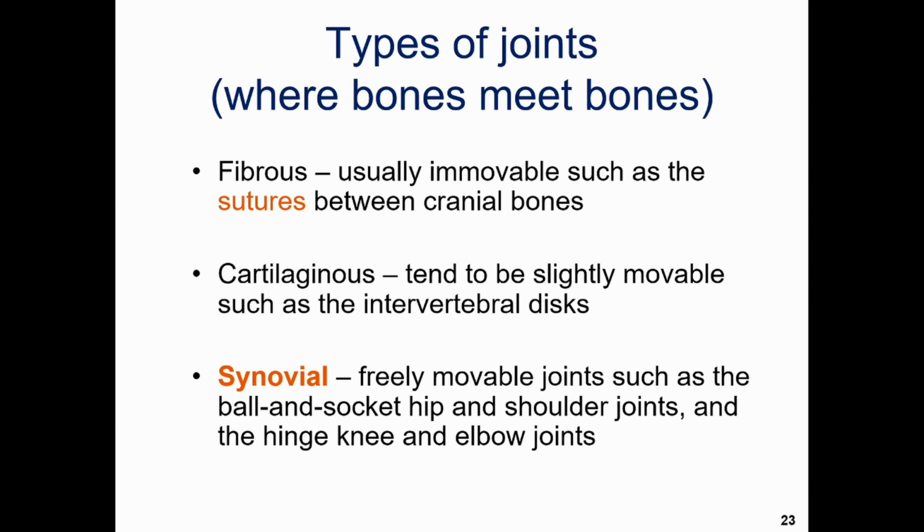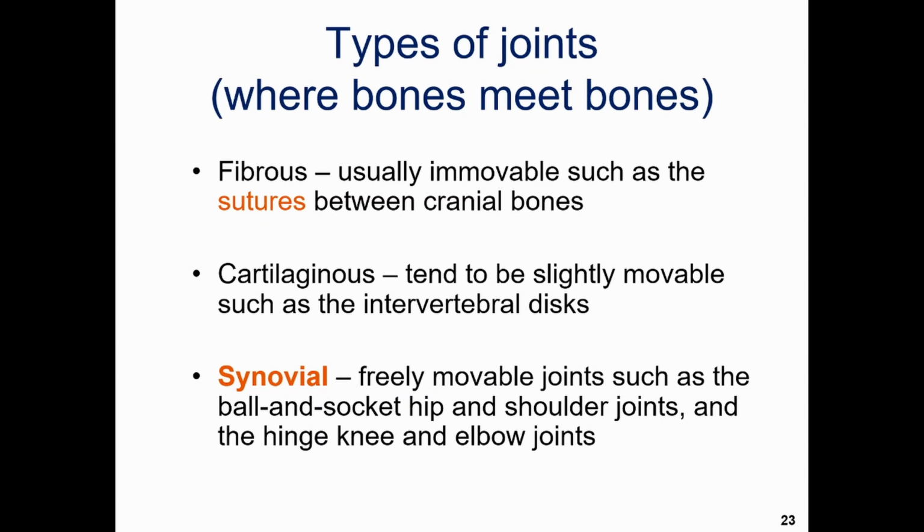Cartilaginous joints, these are joints that have a little bit more movement, but not a lot. So for example, the intervertebral discs between your vertebra, those are cartilaginous joints. And I know what you're probably thinking, you're like, well, I can bend my back a lot. I can bend forward, I can bend backwards, side to side. There's a lot of movement.